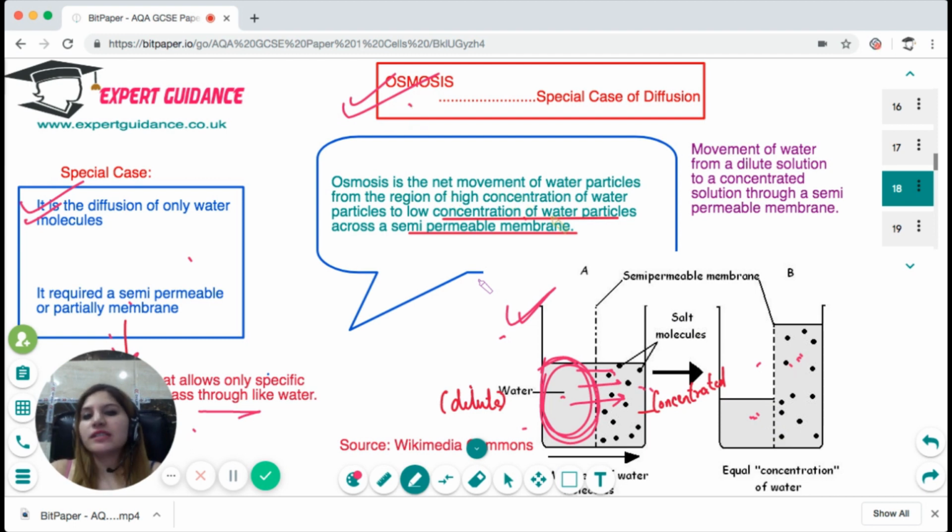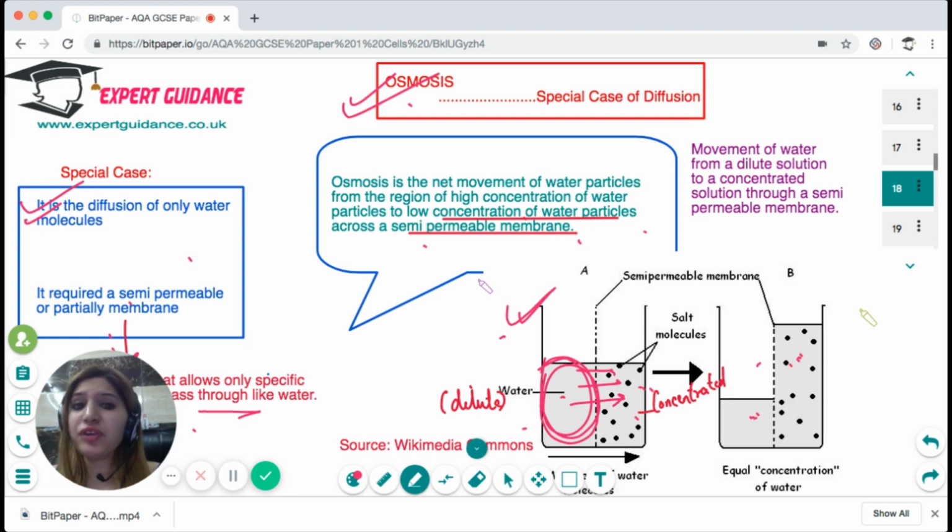So osmosis is the net movement of water particles from a region of high concentration of water particles to a region of low concentration of water particles across a semi-permeable membrane. Or you can say it's the movement of water from a dilute solution to a concentrated solution through a semi-permeable membrane. So I hope this definition of osmosis, and the concept that it is the movement of just water molecules through the semi-permeable membrane, from a dilute to a concentrated solution, is clear to you.